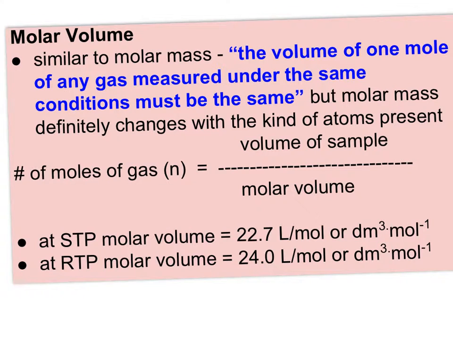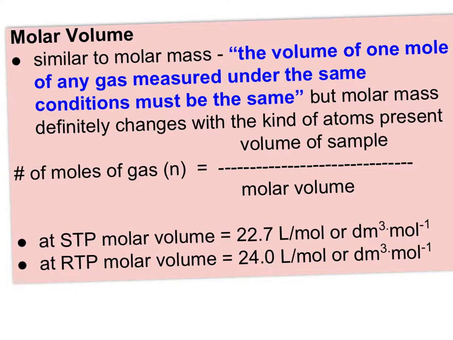Molar volume then relates to this principle that Avogadro came up with. It's very similar to molar mass, but it's the volume that 1 mole of gas occupies. And since gases are highly sensitive to the conditions, the temperature and pressure, it would be the volume of 1 mole of any gas measured under the same conditions. And we say it's 1 mole of any gas because under the same conditions, any gas would occupy that same volume. But molar mass definitely changes with the kind of atoms present, whereas molar volume won't.